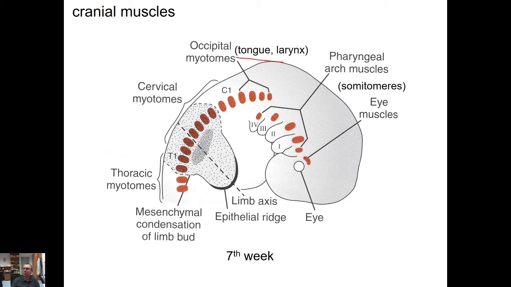poorly segmented somitomers. You know that there are 7 somitomers cranially, and cranial muscles, for example, oculomotoric muscles, muscles of pharyngeal arches, that means masticatory muscles, mimic muscles, muscles of middle ear, muscles of pharynx. All these are from myotomes in the unsegmented paraxial mesoderm, forming 7 somitomers.